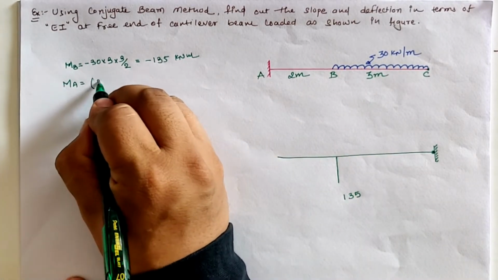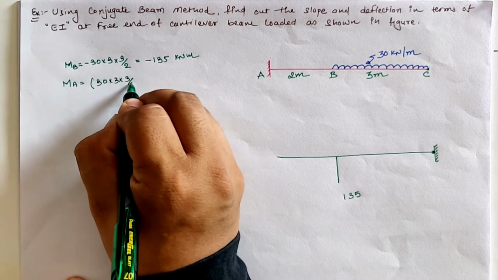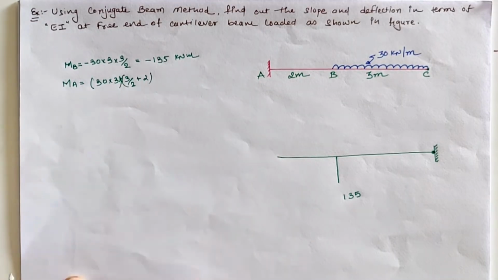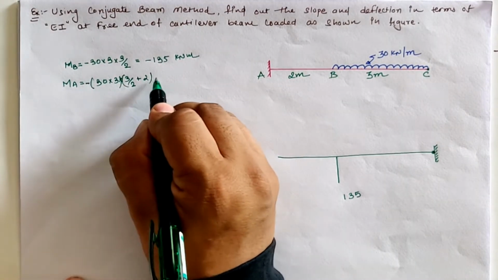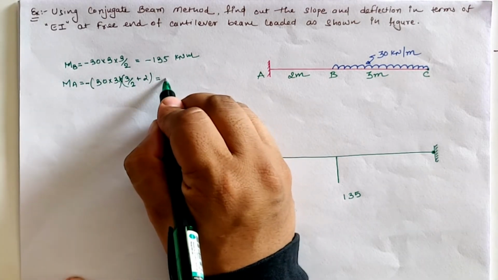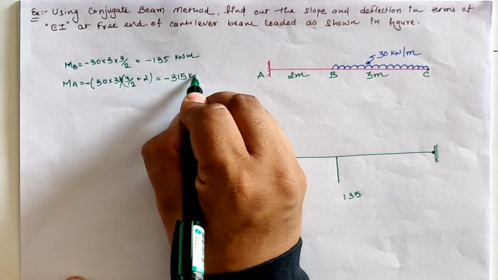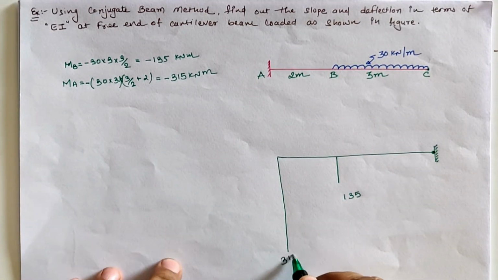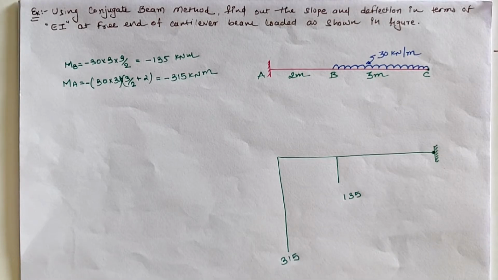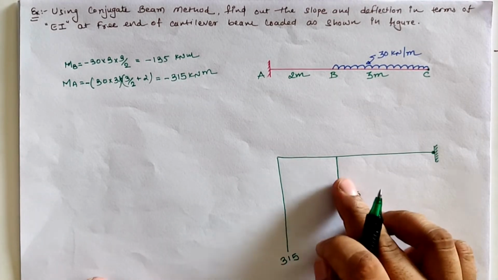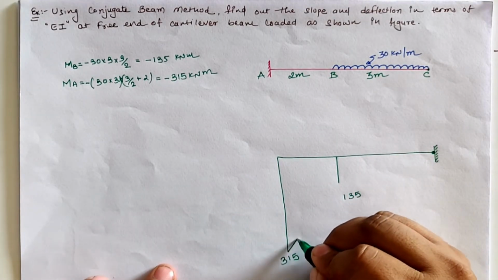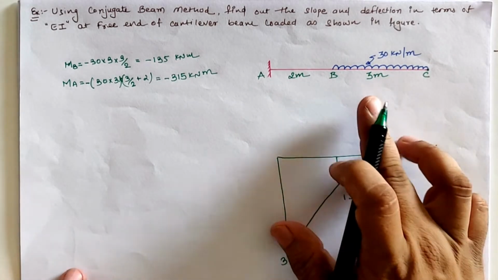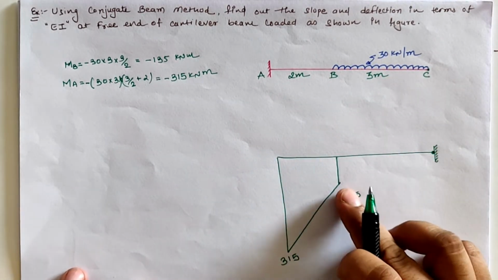then it is 30 into 3 into 3 by 2 plus the CG distance, which is at 2 meter. So 2 plus 3 by 2, but it is negative, and the total value is minus 315 kilonewton meter. So at location A, the total moment is 315 kilonewton meter. Now in between A to B there isn't any point load, hence we have to connect these 2 points by an inclined line, while for the UDL we have to draw a curve or parabolic curve in between B to C.